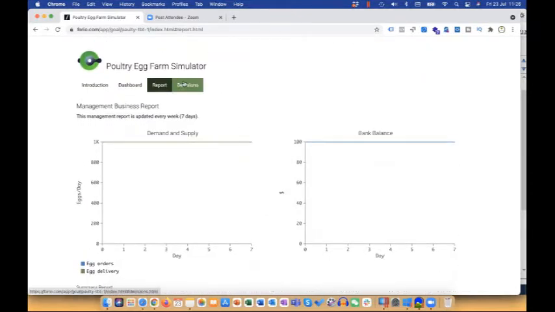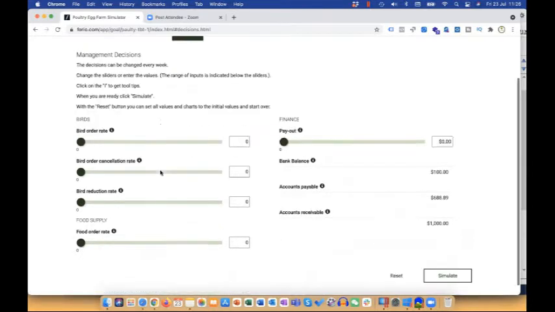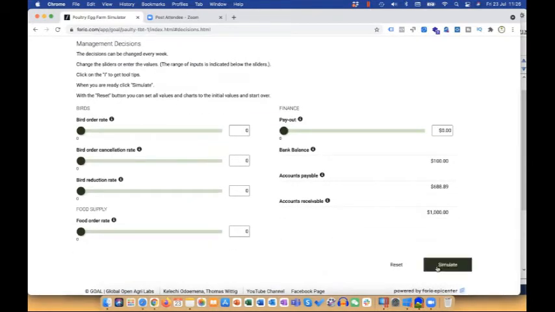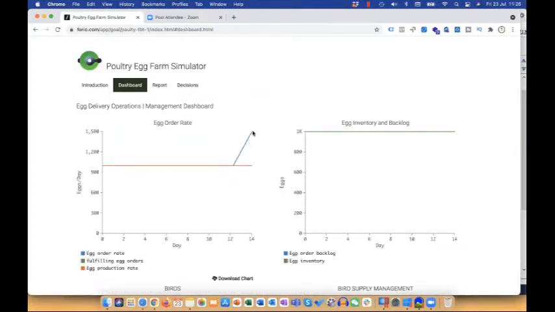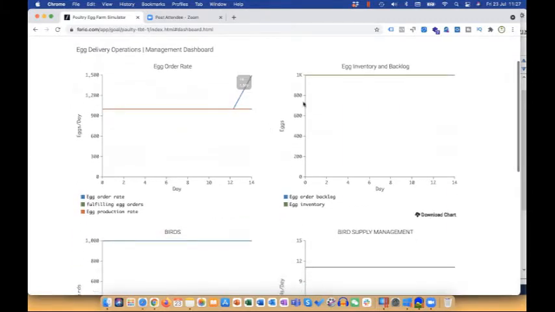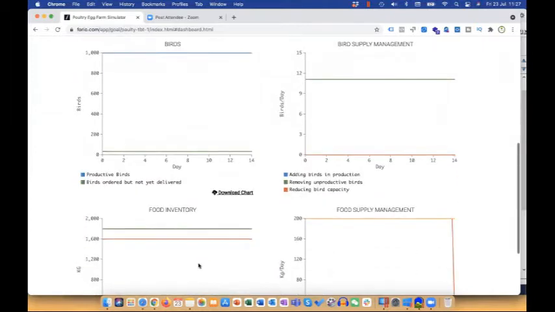And so going back to the decisions, if I change something now, or let's say I play the second week, I just play simulate. And here we see that on day 12, I think it shows every second day here, but day 14, we suddenly have an increase in egg order rate. That means our distributor is asking us to produce more so we can sell more to the producer. At that time, nothing changed because we have not made any changes to our inventory. So we have the same number of birds, etc., etc.